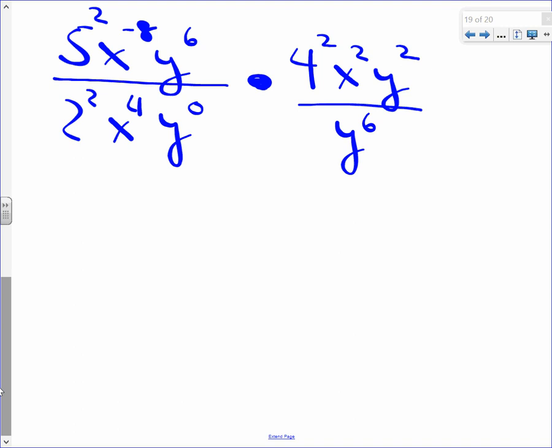I got a nasty fraction times a nasty fraction. And if I remember my rules of fractions from junior high school, to multiply a fraction times a fraction, it's numerator times numerator, then denominator times denominator.